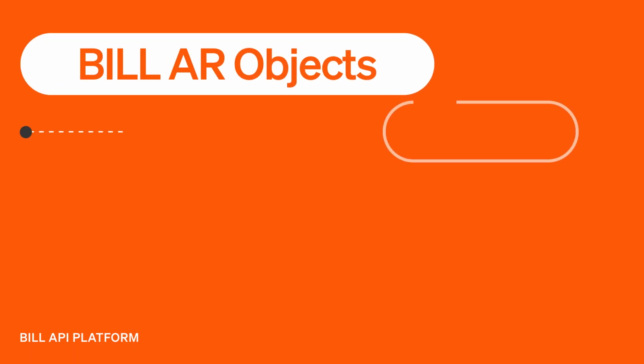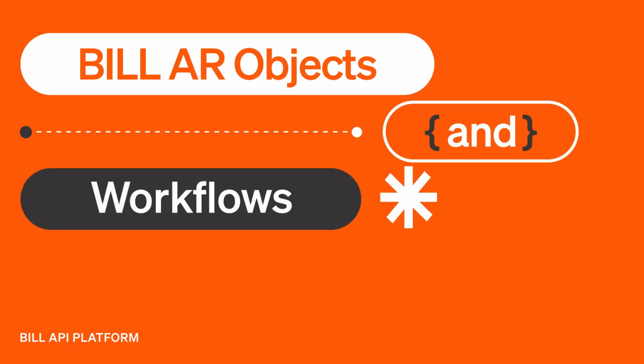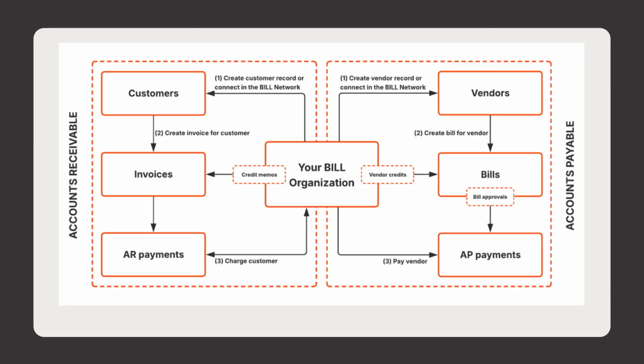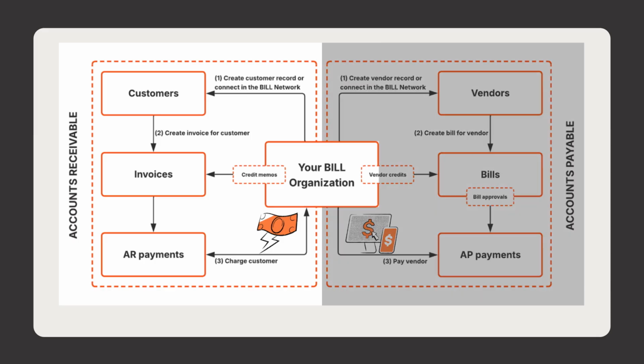In this video, we'll deep dive into the AR objects at the core of the Bill API platform. The Bill AR objects are part of two interconnected systems, accounts payable or money out and accounts receivable or money in. Accounts receivable is a dedicated system for money flowing in to your business. The Bill AR workflow is built on a tight chain of three core API objects: customers, invoices, and AR payments.